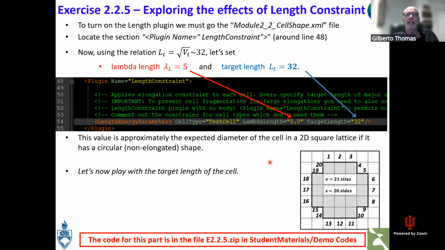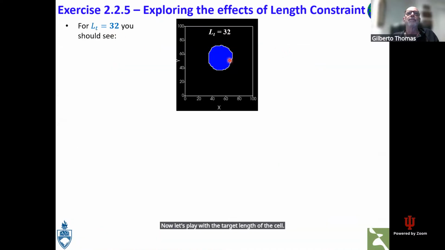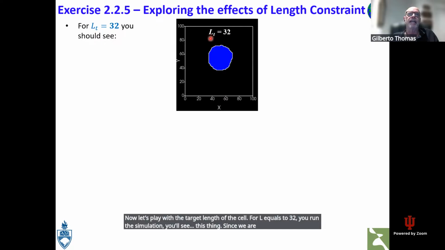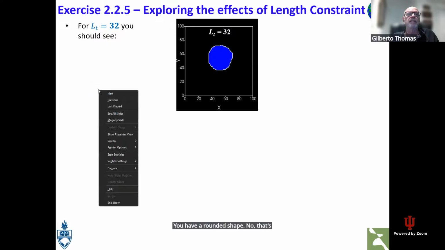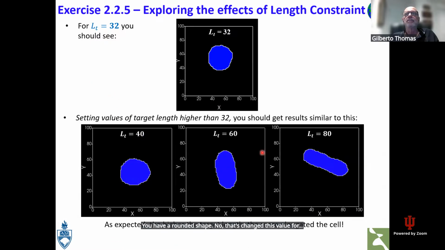Now let's play with the target length of the cell. For L equals 32, you run the simulation and you see this. Since we are taking this length from the original cell size, which is a circular one with 1,000 voxels of volume, you have a rounded shape. Now, let's change this value for these three quantities: 40, 60, and 8. Try it by yourselves there.